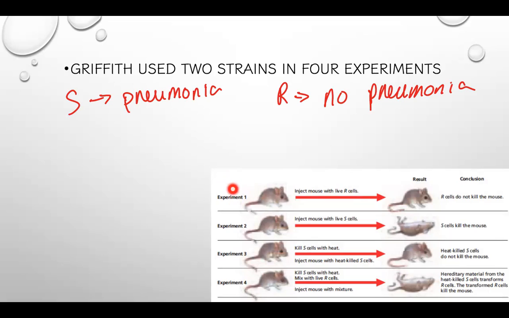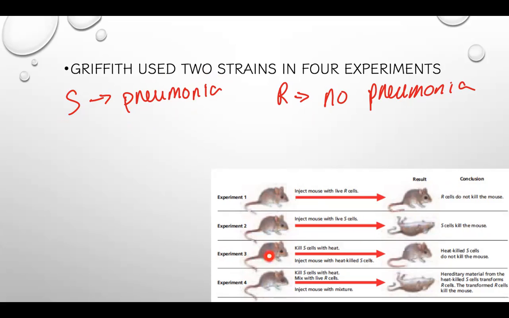So for experiment number 1, he injected the mouse with live R cells. Remember, R is no pneumonia. So he injected the mouse with live bacteria that was rough, and the mouse lived. Experiment number 2, he injected a mouse with live S cells. S causes pneumonia. And of course, the mouse developed pneumonia and died.